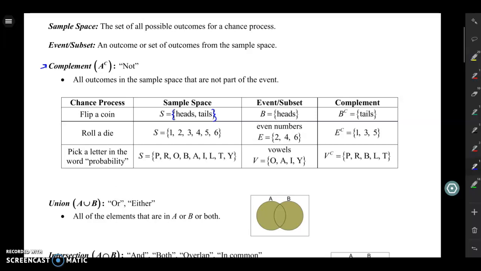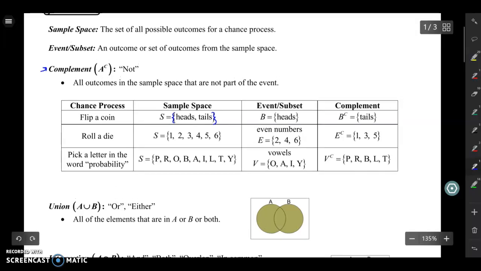So we've got the roll of a die. Again, the sample space is the possibility of rolling any number 1 through 6. If my event is going to be the even numbers, then the set that I would care about would be the set that includes 2, 4, and 6. And then the complement of that subset or event would be rolling a 1, 3, or 5, which is everything that's not included in the event of even numbers.